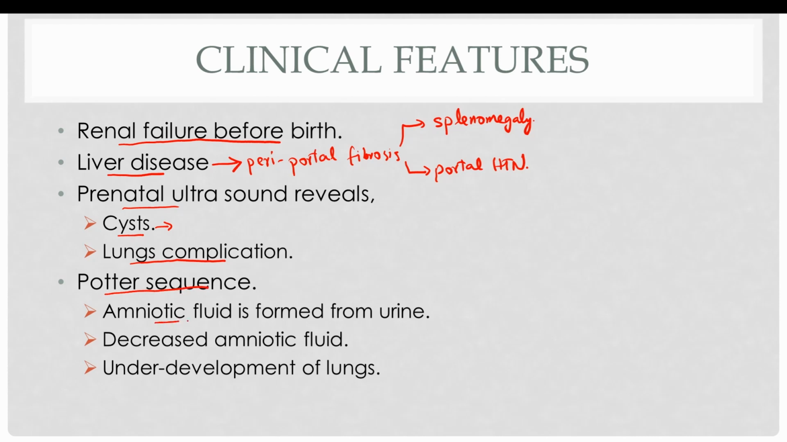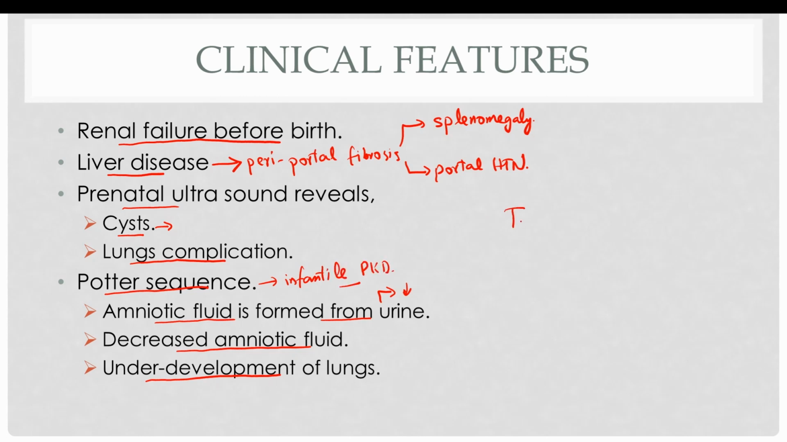So the amniotic fluid is formed from the urine, and since there is decreased urine formation in polycystic kidney disease, hence there is decreased amniotic fluid. So this amniotic fluid is insufficient to completely fill the lungs, and the lungs remain underdeveloped. Potter sequence is most commonly seen in infantile form of polycystic kidney disease.